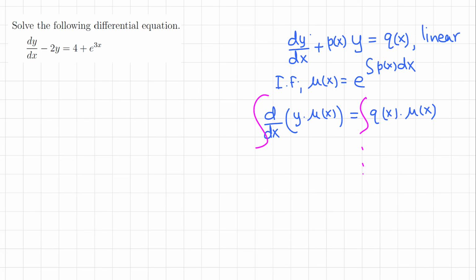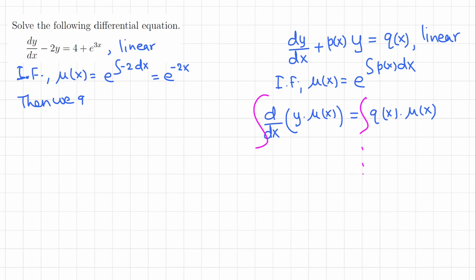So if we compare with this, p of x is negative 2. So I'm going to say linear. So the integrating factor mu is e raised to the integral of this function, which is negative 2. In front of y is negative 2. So e raised to the antiderivative of negative 2 dx with respect to x, which is negative 2x. Now we multiply through by this integrating factor.